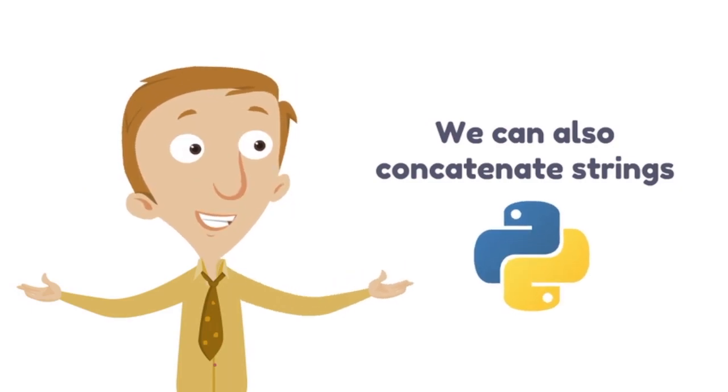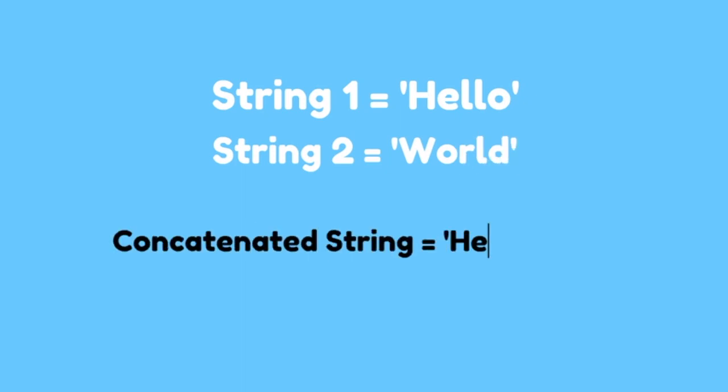We can also concatenate strings in Python. Let's say string 1 equal to hello and string 2 equal to world. Then the concatenated string is going to be hello world with no space.